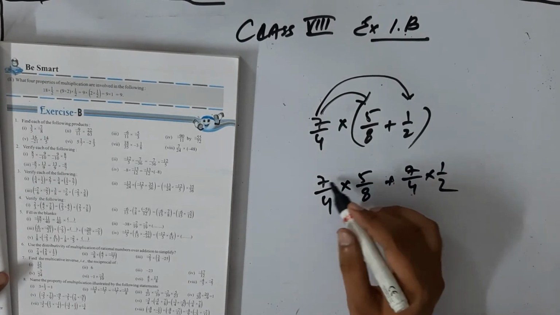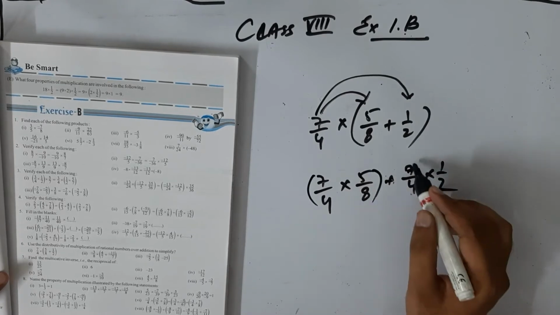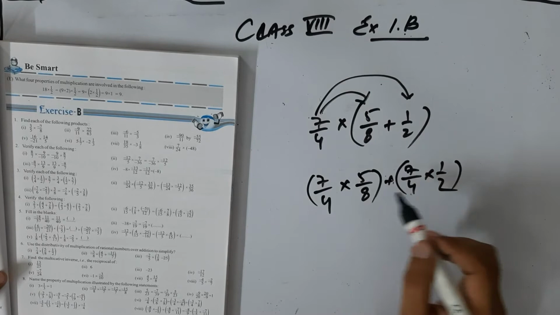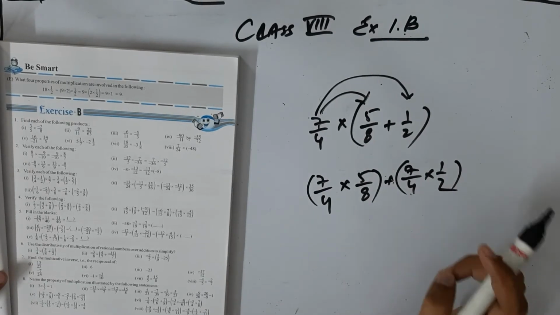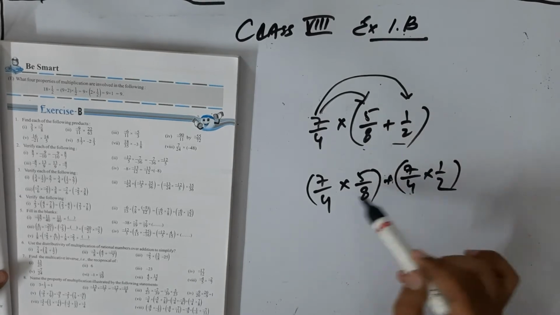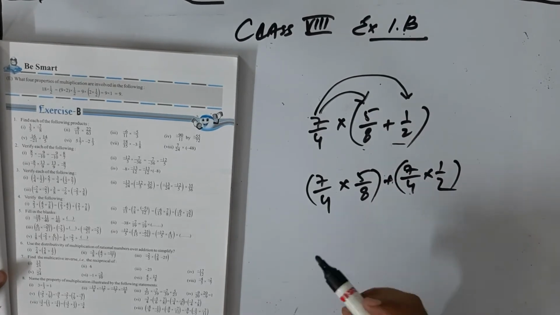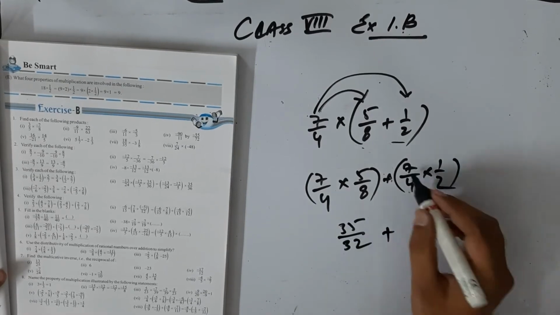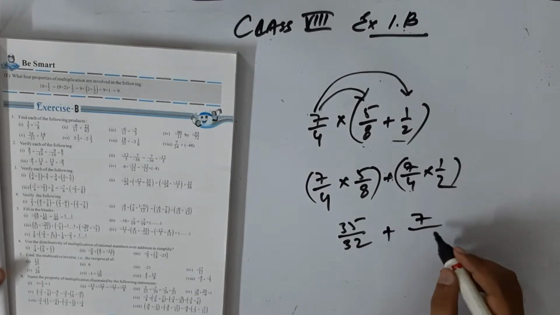So when we multiply these two, this property is known as the distribution property. What we have done is distributed this bracket into separate brackets. That's why this property is known as the distribution property. 7 fives are 35, 4 into 8 is 32, plus 7 ones are 7, 4 into 2 is 8.